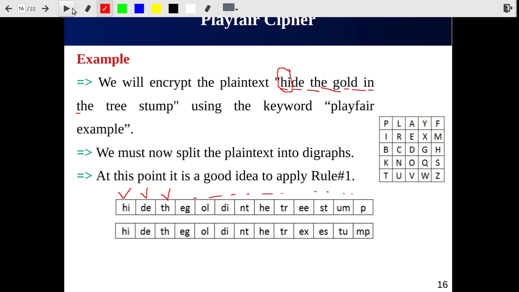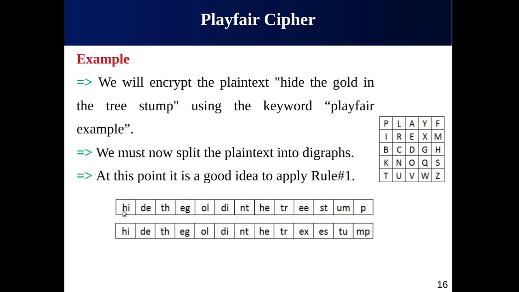According to the first rule, you have to search for same letters in the same cell. Okay, our plain text is "hide". The first word is "hide". Make couples, make groups of two letters. So the first group is HI, the second group is DE. You see, HIDE. And then do the same thing for the rest of the letters.